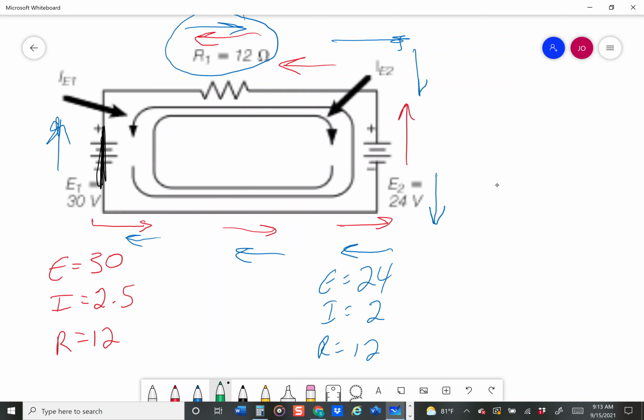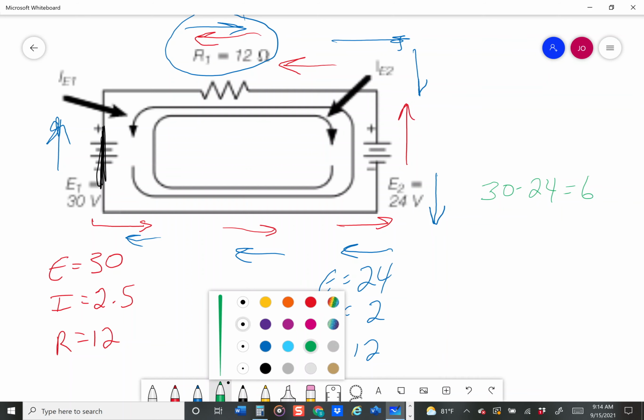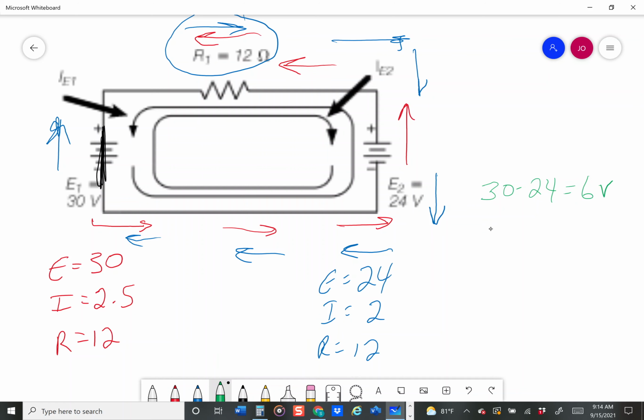So I'm going to subtract 30 minus 24, and that's going to give me a value of 6 volt source, and I'm going to have my current flow 2.5. This is E. My current flow is going to be 2.5 minus 2, which is going to give me a total current flow of half of an amp. And again, my R total, we already know, is going to be 12 ohms. So we can also see that my pure chart works for that as well.